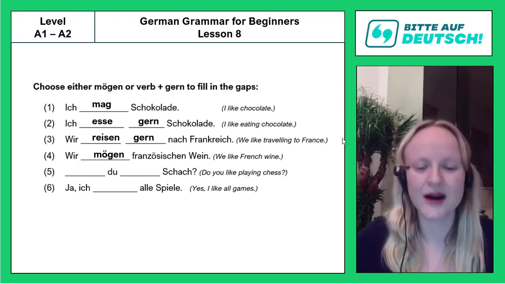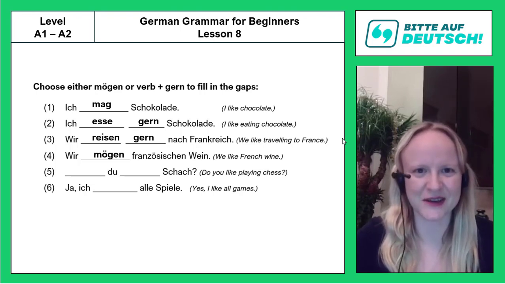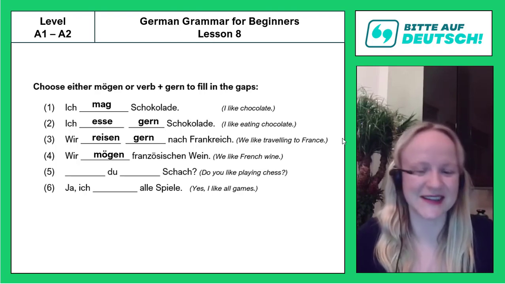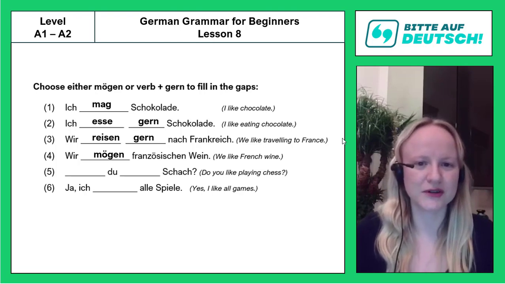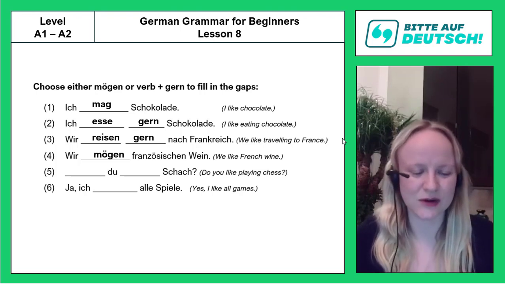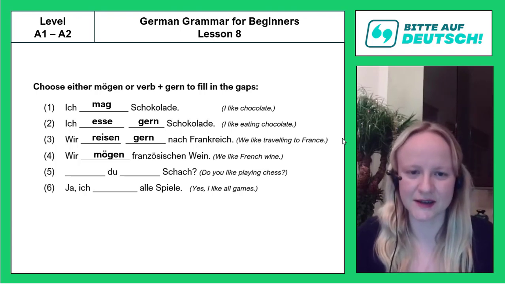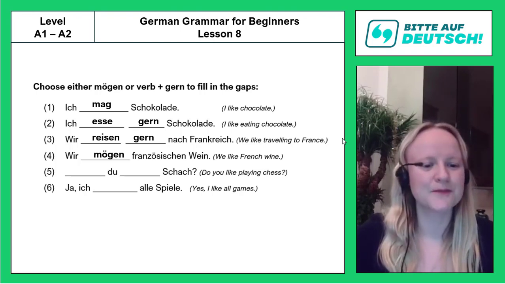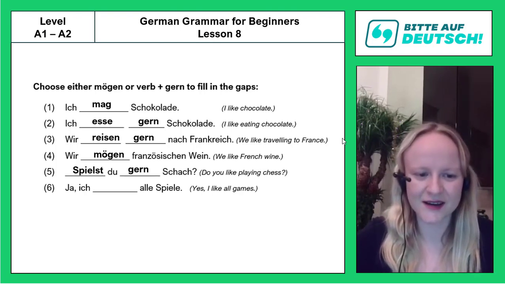Sentence number 5. We want to be asking, do you like playing chess? Okay, I think you got the gist of it now, right? It is an activity again that we like. Which verb is it that we need? The verb for to play. We already studied this one. It means spielen. We need to conjugate for second person singular du. So we will get Spielst du gern Schach?